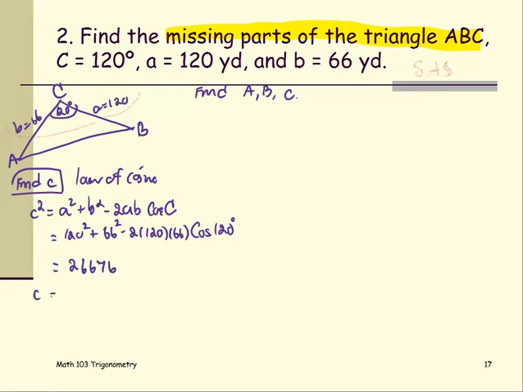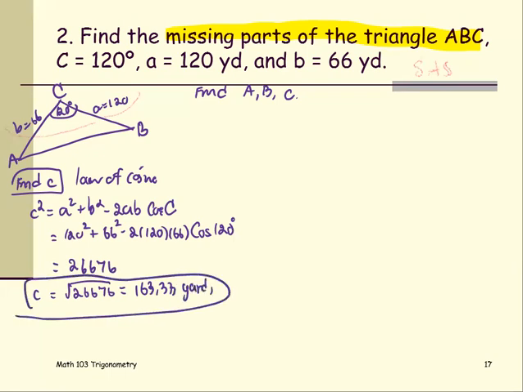C squared is 26,676, so C is the square root of 26,676, which turns out to be 163.33 yards for the side C. So we got the side C done. Checked. Next, we're gonna find either angle A or angle B.